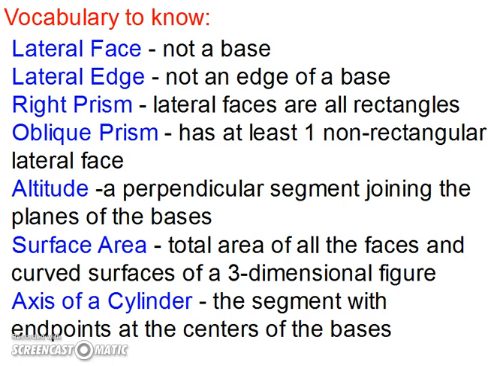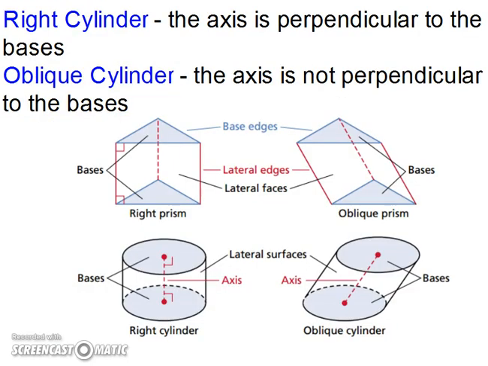The surface area is the total area of all the faces and curved surfaces of a three-dimensional figure. The axis of a cylinder is the segment with endpoints at the centers of the bases. A right cylinder is when the axis is perpendicular to the bases. An oblique cylinder is when the axis is not perpendicular to the bases.